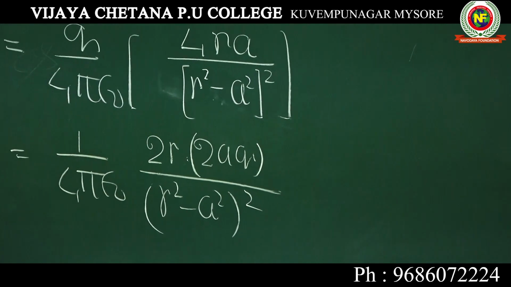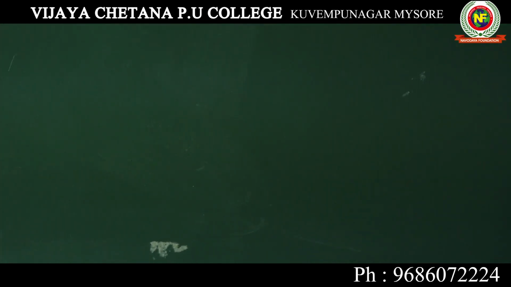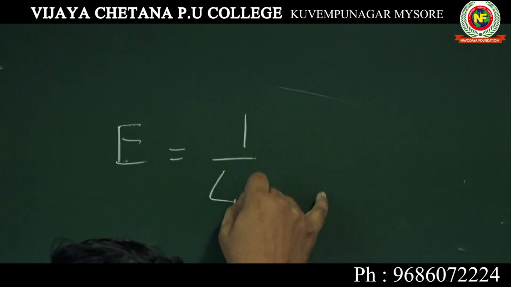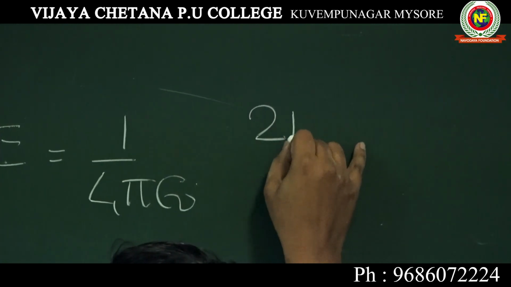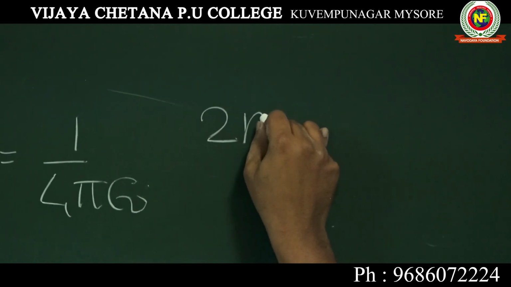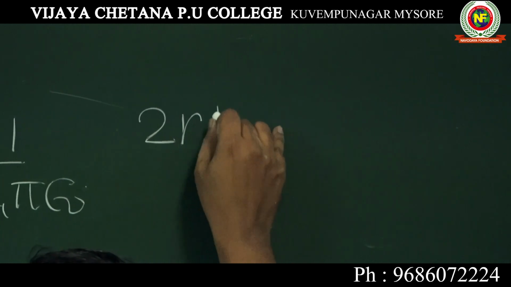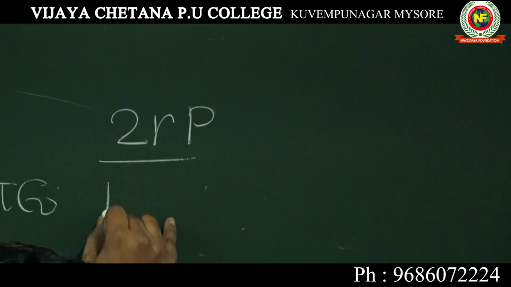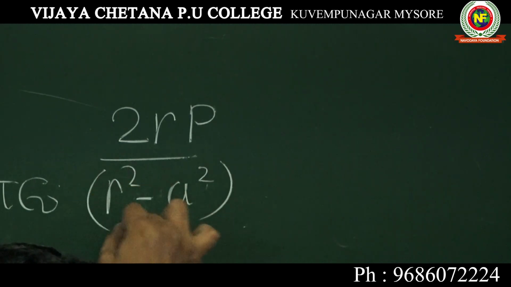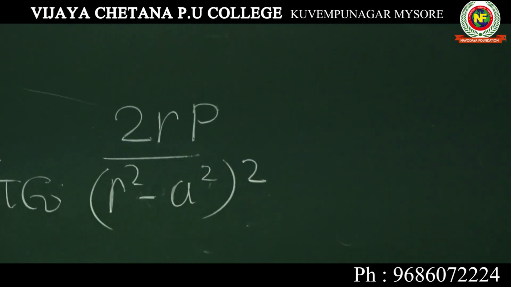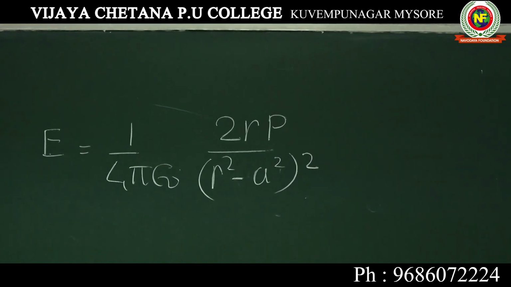How do I write it further? E is equal to, let me rub that part, 1 by 4 pi epsilon naught, 2r. See, 2aq product is nothing but the dipole moment. Therefore, I write it as P divided by r square minus a square whole square. Okay. This is the expression for electric intensity at a point on the axial line.